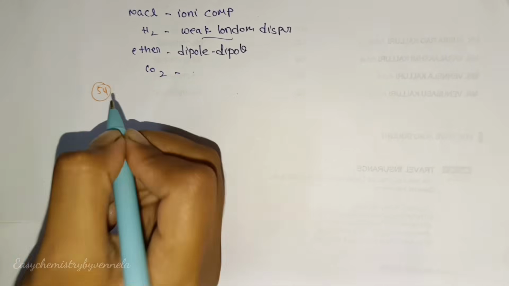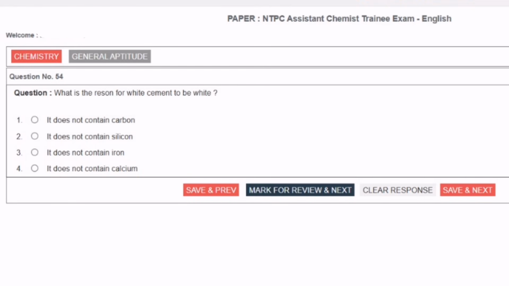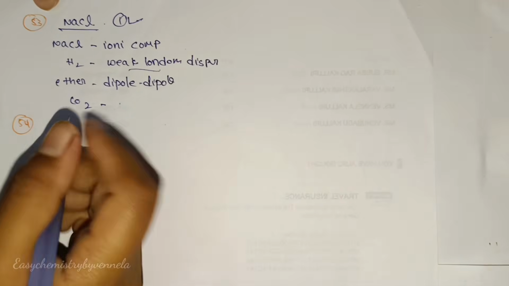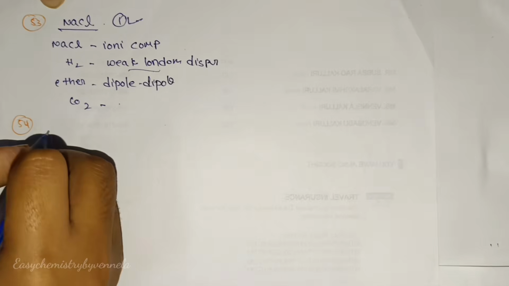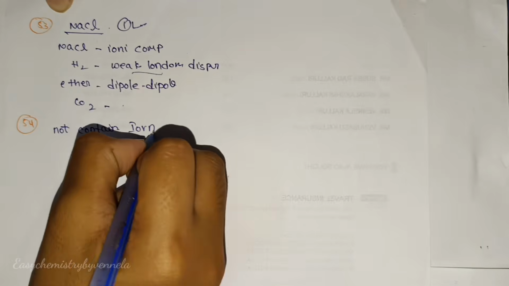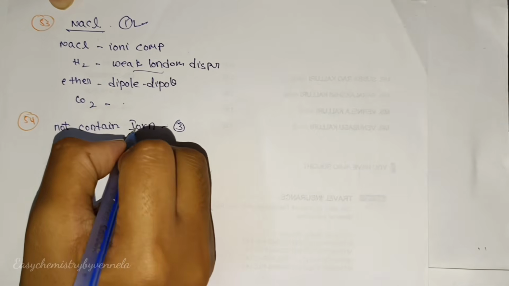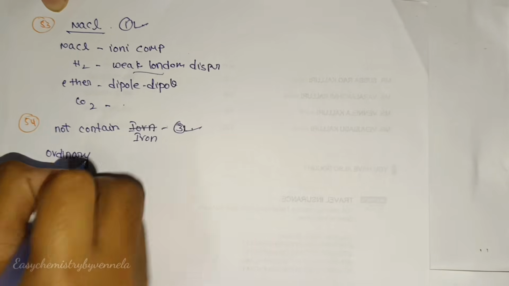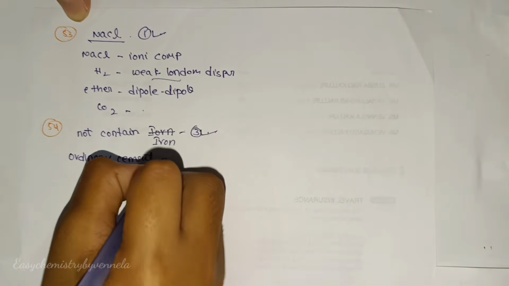Next question. What is the reason for white cement to be white? It does not contain iron. It contains very little amount of iron, which prevents the usual grey color. Ordinary cement is grey color. So here, for white cement, the reason is it does not contain iron. This is only for white cement. Correct option is the third one. If they ask about ordinary cement, this is grey color.